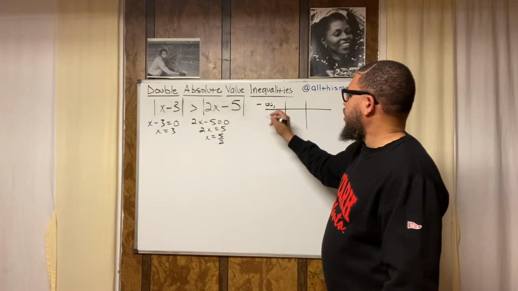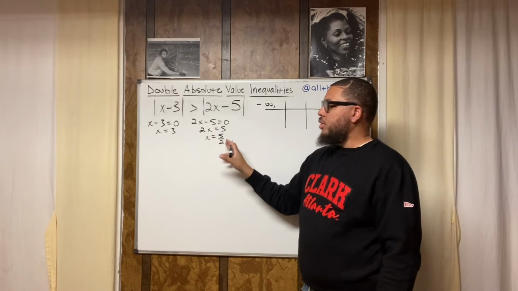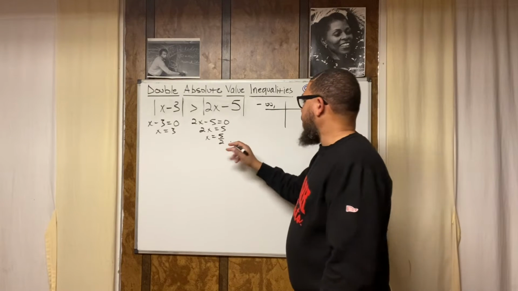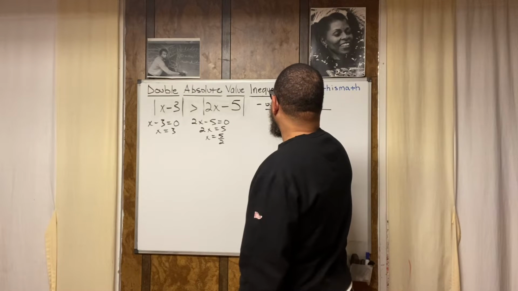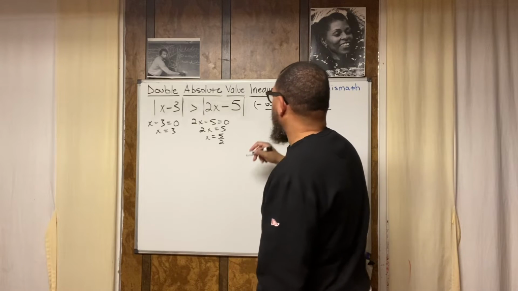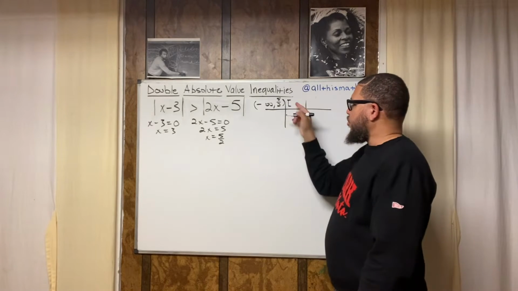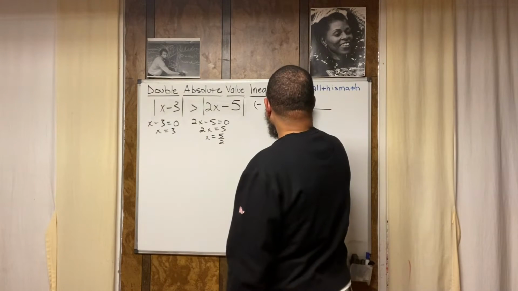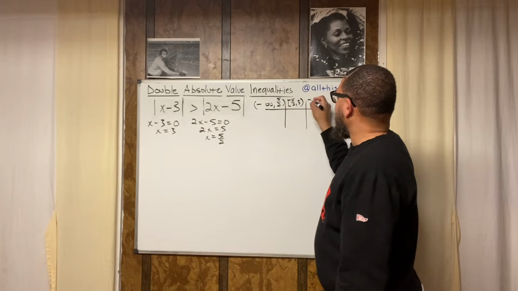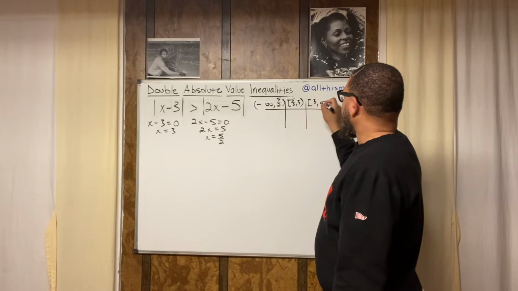Negative infinity to, now, what's bigger, 3 or 5 halves? 5 halves is the same thing as 2.5, right? So 5 halves is smaller. So we go from negative infinity to 5 halves. Then we go from 5 halves. Now notice what I do. I include the 5 halves in this interval. I go from 5 halves to 3. And then in the next interval, I include this leftmost point. So I include the 3. So I go from 3 to infinity.